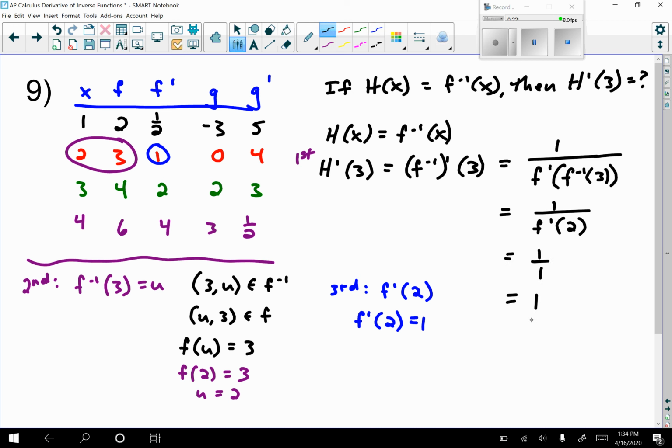or just 1. And this was also multiple choice. I didn't write those out, but when you go to look at the sheet, it's actually choice E. Now, they did give us some extra information. We did not need the g or the g prime whatsoever here.